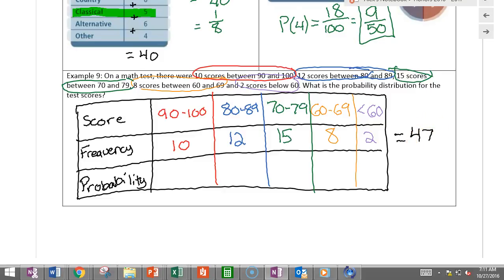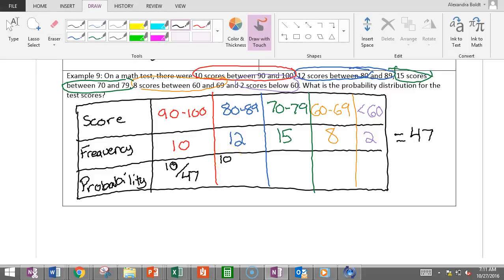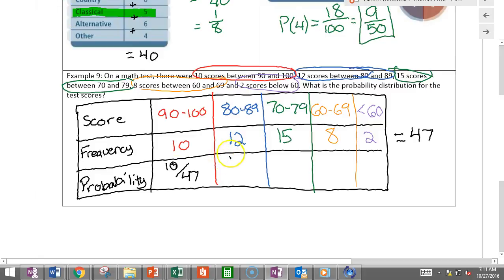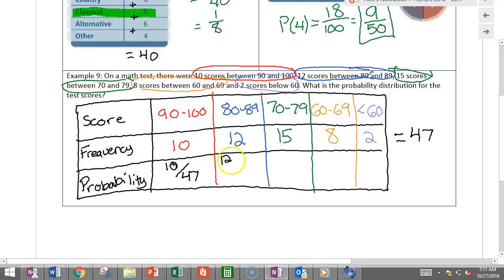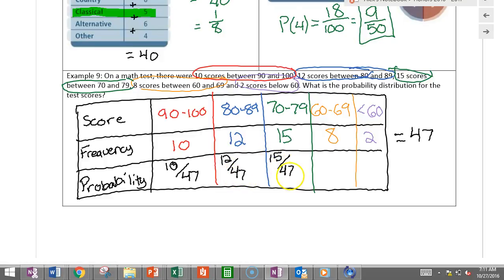And then finally for probability, I'm just writing the actual probability. So I have 10 divided by 47. If it reduced, we would have to reduce it. Then 12 divided by 47. 15 divided by 47. 8 divided by 47. And 2 out of 47. So not too difficult to make a frequency table.